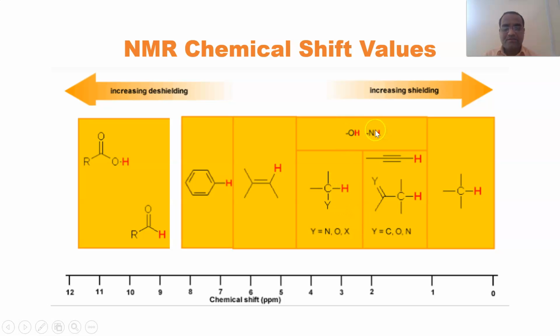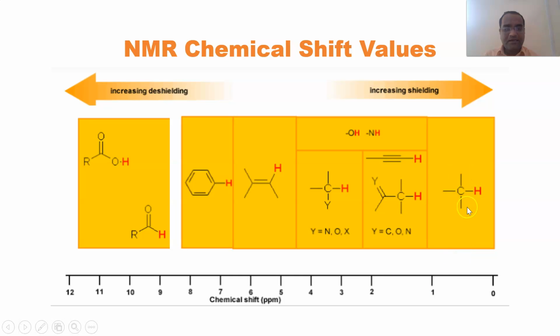After that, OH and NH peaks most often are broad peaks. After that, the hydrogen of an acetylene shows in the region of 1 to 2. After that, whenever Y has been substituted by carbon, oxygen or nitrogen having a double bond, such protons come in a region of 1 to almost 2.5.